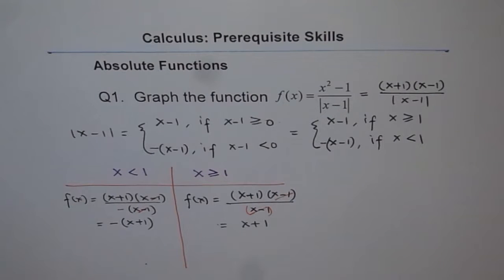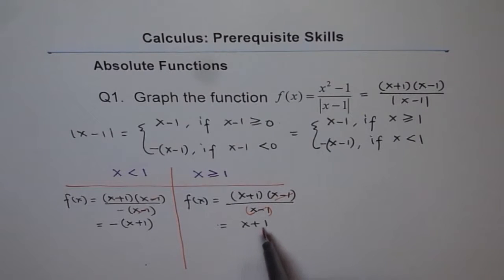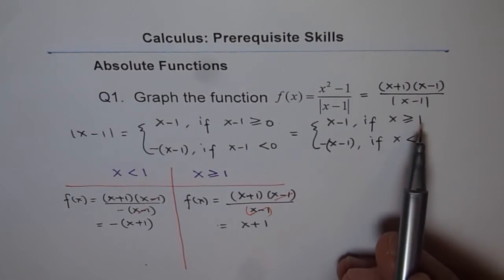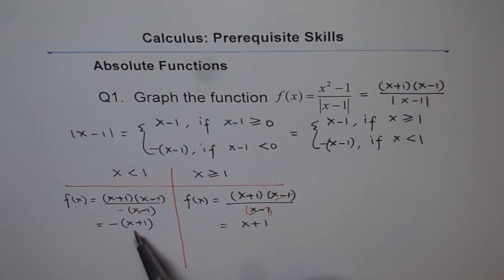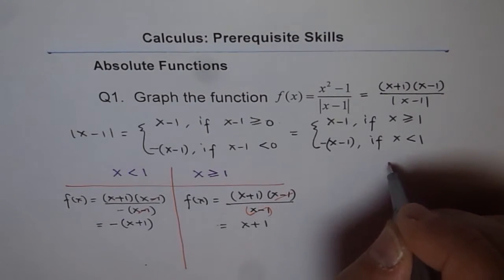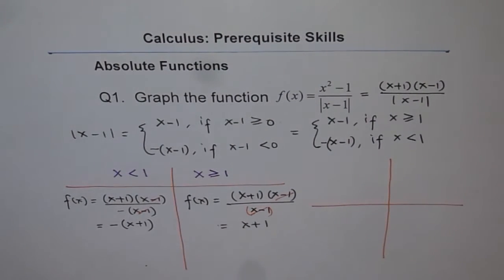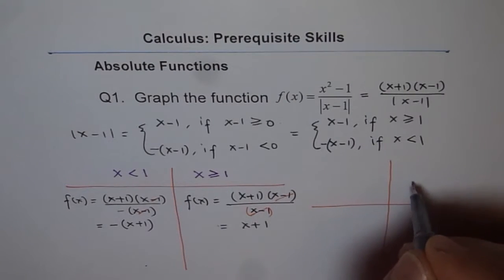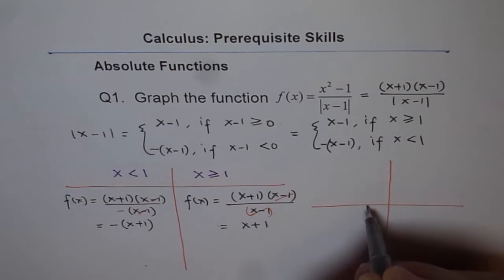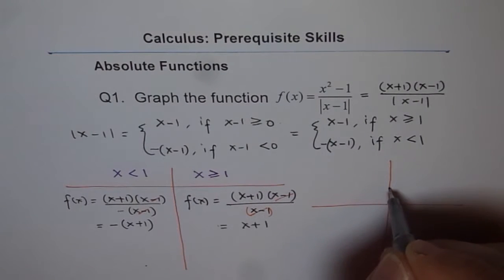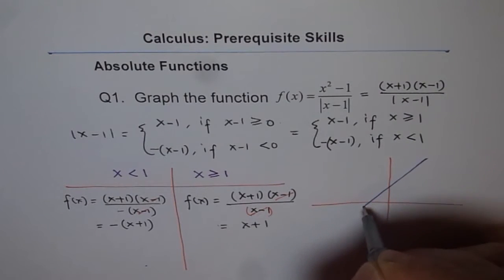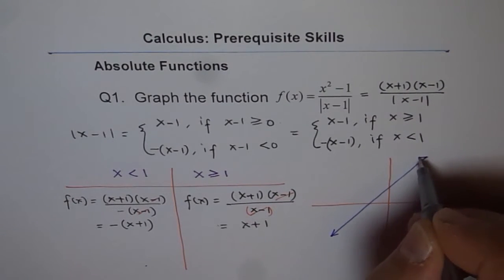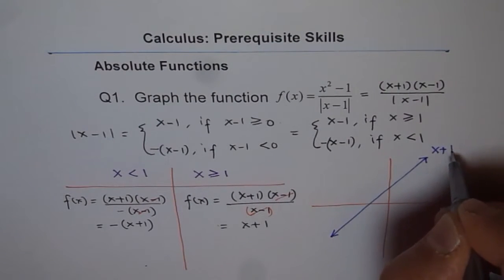Now we can graph this function, correct? The whole idea was to tell you that the function actually is as good as x plus 1 on the right side of 1 and minus of x plus 1 on the left side, right? So here is the graph. So basically I'll first sketch the line x plus 1. X plus 1 basically means this is your x, y equals x, shift it 1 unit to left, or y-intercept is at 1. So we'll draw a line here, and this line is x plus 1, correct?